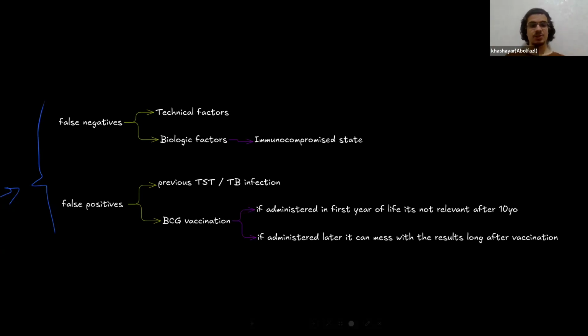Another cause of false positive, which is often mentioned but misunderstood, is BCG vaccination. One thing to consider here is that if BCG vaccine is administered in the first year of life, it's not relevant after the patient is 10 years old. You don't have to consider it for a false positive. But if it is administered later in life, it can mess with your results. So just keep that in mind.